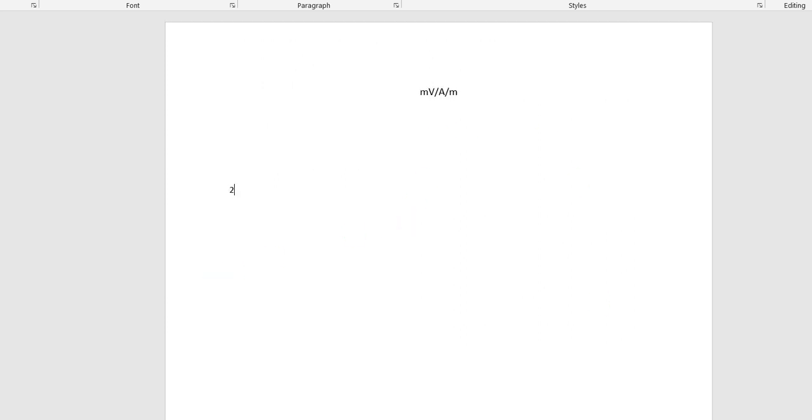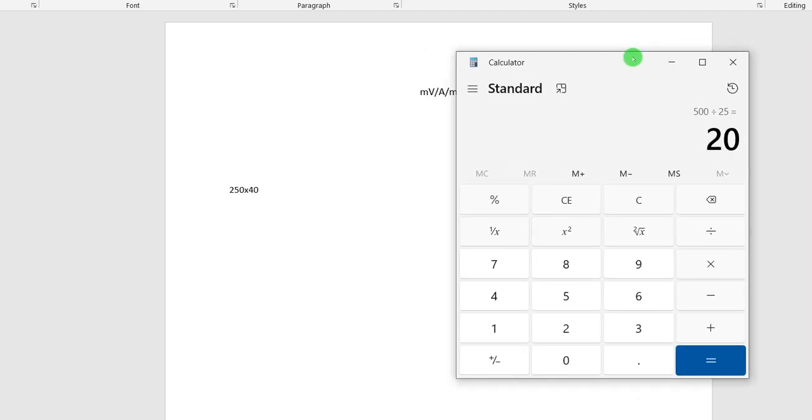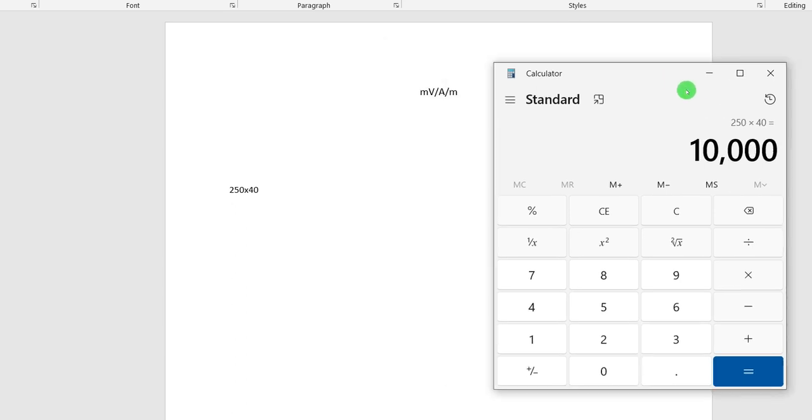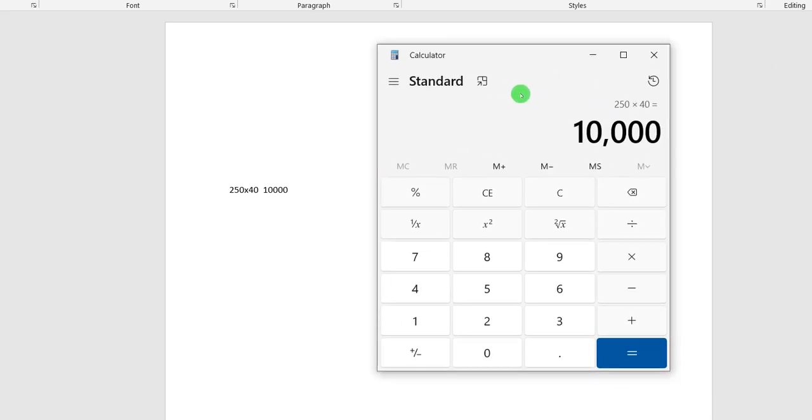I have 250 watts, and it's going to be multiplied by 40. So what I have here is going to be 10,000 watts. 250 watts for each fitting multiplied by 40 fittings, I have 10,000 watts. So we are going to be multiplying that for every discharge lighting.